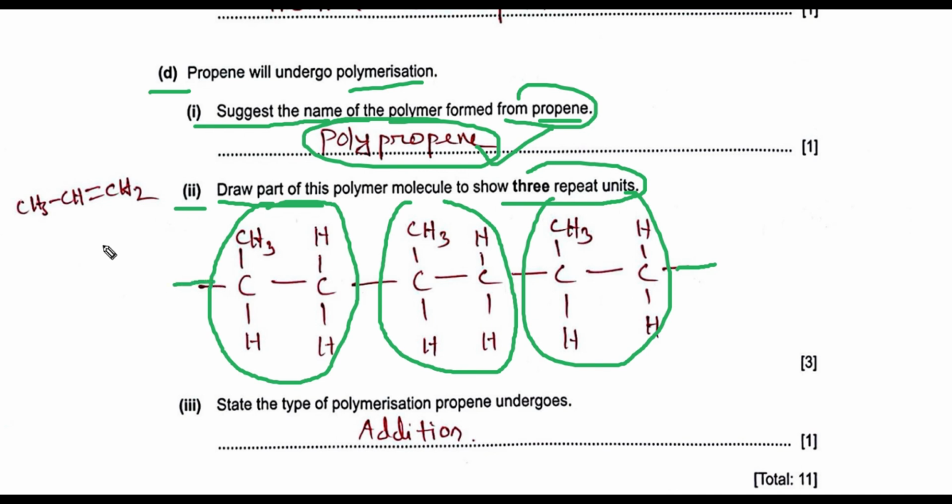So how is it formed? This is the propene, so this double bond breaks down. This carbon contains 2 hydrogens, 1 above and 1 below, and the left carbon contains 1 hydrogen below and 1 methyl group above. This bond opens and this bond opens. These 3 repeat units will be added. And state the type of polymerization propene undergoes. What type of polymerization? This is addition polymerization.